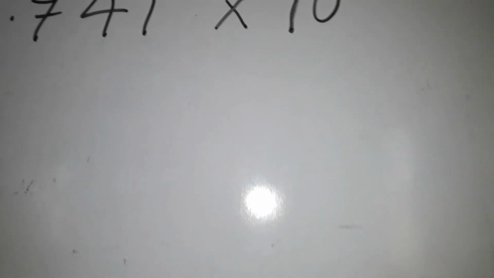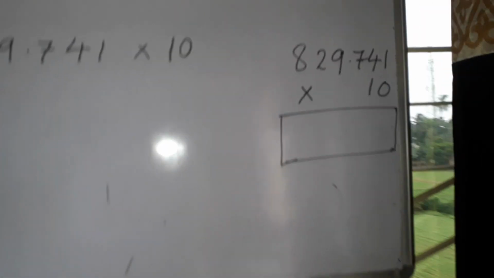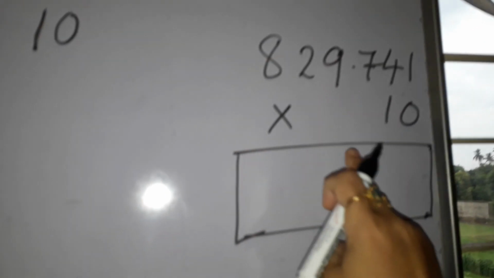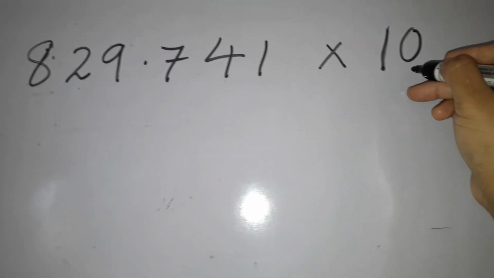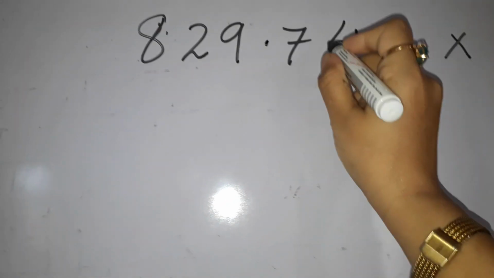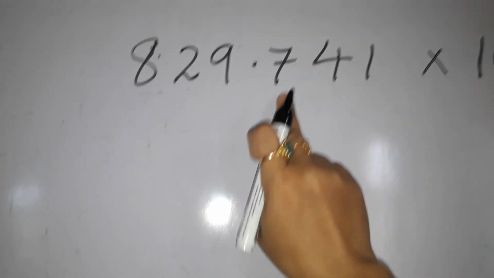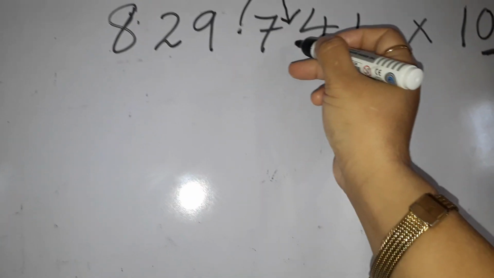Now instead of working it out, we will do it mentally. No need to solve these types of sums manually. We are going to solve it mentally. Now 10 has got 1 zero in it. So the decimal point will move one place to the right side. Now the decimal point is before 7. Now it will move one place to its right. So the decimal point will come after 7.